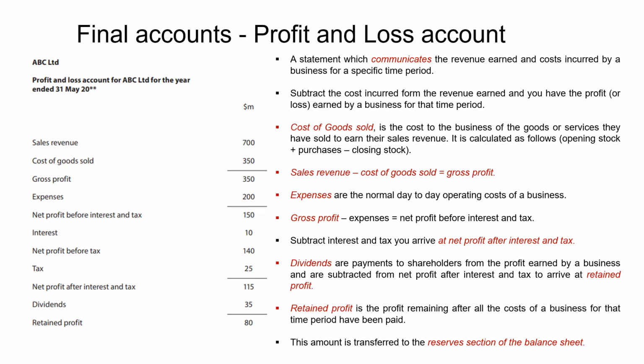Now, that profit figure is useful because sometimes you'll see it referred to, not for IB purposes, as operating profit. It's the profit earned by the business as a result of its normal day-to-day business activities. Then you subtract the interest you pay on your loans. You subtract the tax you owe, and you subtract the dividends. Now, dividends are payments to shareholders. Those individuals who have bought shares in your business, it's a return on their investment.